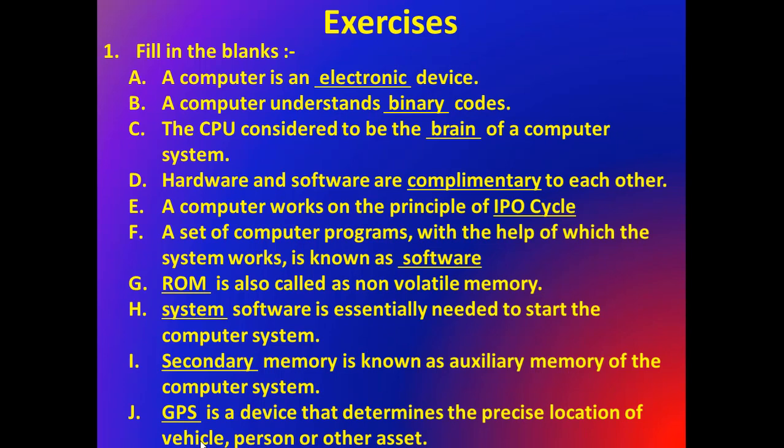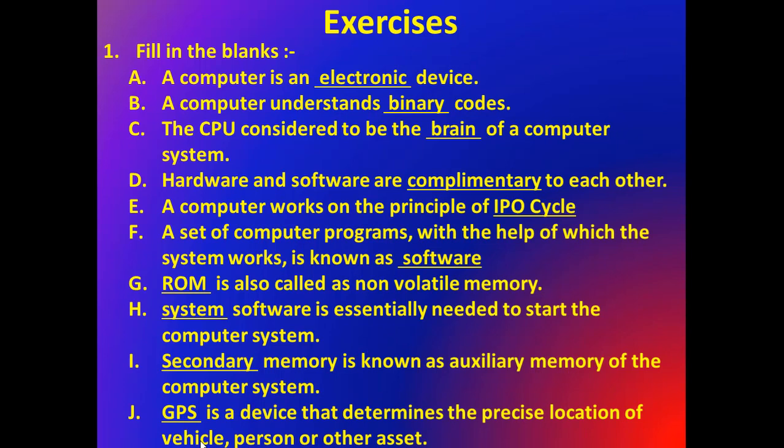Hardware and software are complementary to each other. Students, I already told you in the previous slide, both parts are a must. You must have both parts in your computer system. In other words, you can say hardware depends on the software and software depends on the hardware. So you must have both parts in your computer system. Next, a computer works on the principle of the IPO cycle. I for input, P for processing, and O for output.